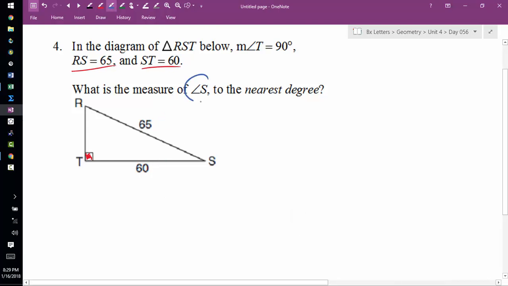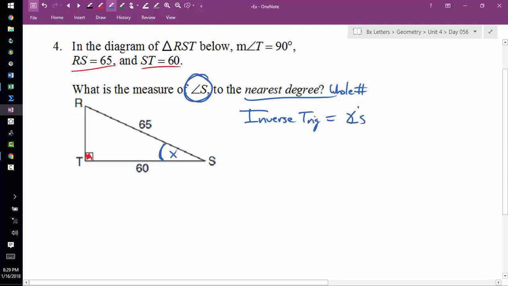They want to know the measure of angle S, which we'll call X, to the nearest degree. That's a whole number. So once again, this is inverse trig. See problem 3 if you want to know more about inverse trig and why we're using it. Basically, inverse trig allows us to find angles, and that's why we're using it.